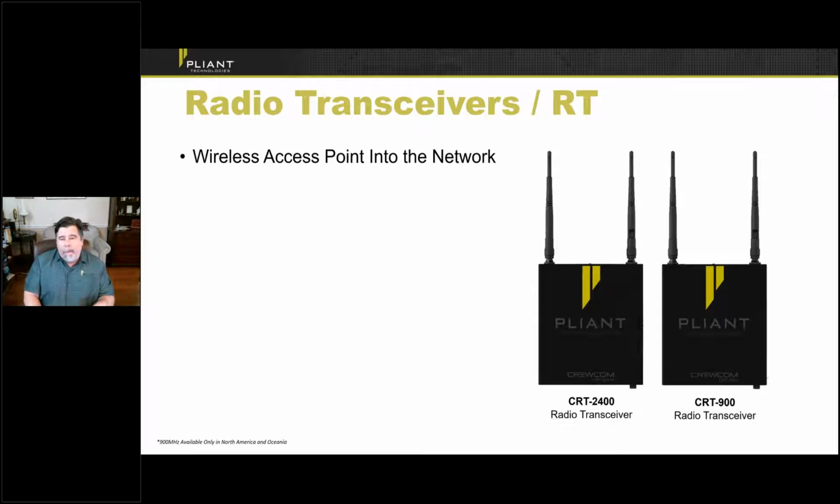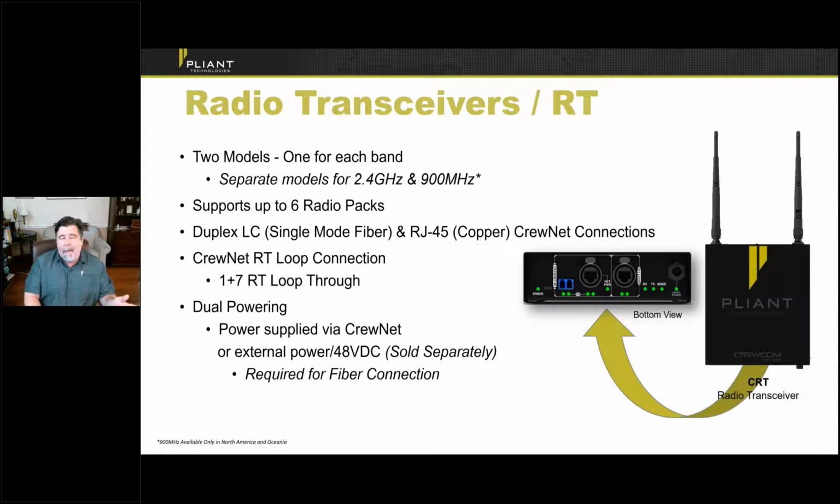The radio transceiver, or what we call an RT, is basically your wireless access point into the CrewNet network. Each one of these units is available in either 2.4 or 900 megahertz. They support 6 belt packs and can receive either single mode fiber input or copper RJ45. On single mode, you'll get approximately 10 kilometers. On copper, you'll get 100 meters of distance between devices.